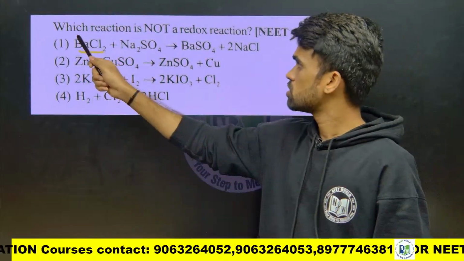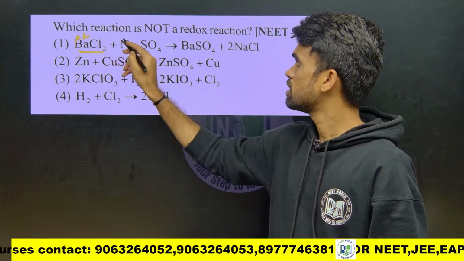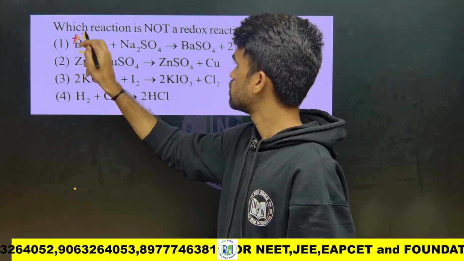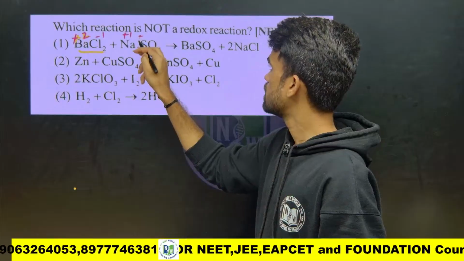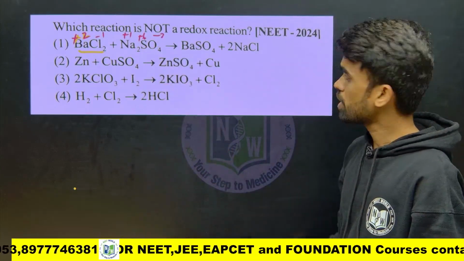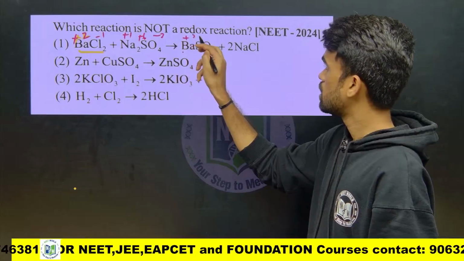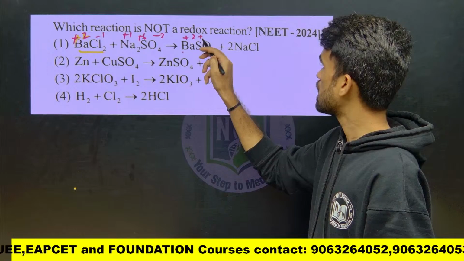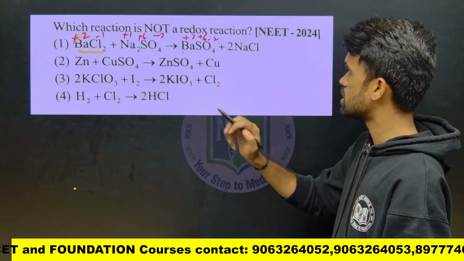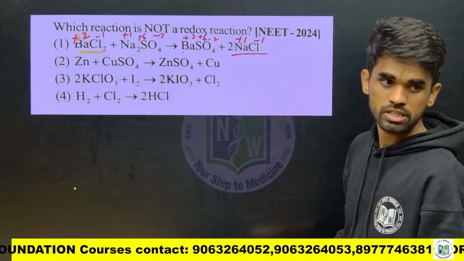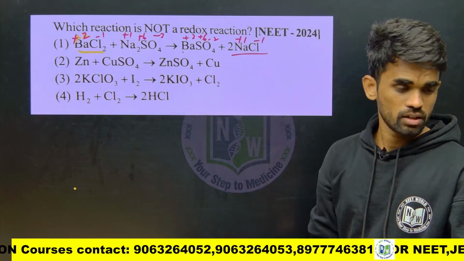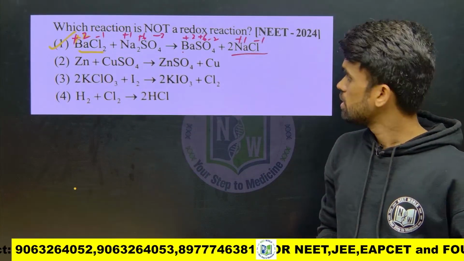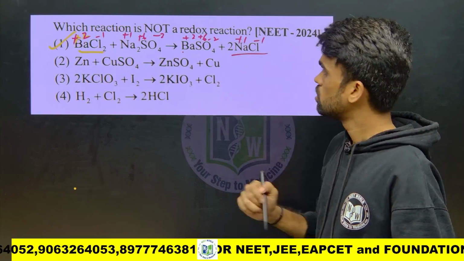Barium chloride: here it is +2, this is -1. Again this is +2, this is -1, this is +1, this is +6, this is -2. Again barium remains the same, +2. So barium is not undergoing any change. Sulfur again +6, that is also not changing. Oxygen also not changing. Sodium also not changing. Chloride also not changing. This is not a redox reaction. So we can go with option number 1 as the answer. You can cross verify the other options too.